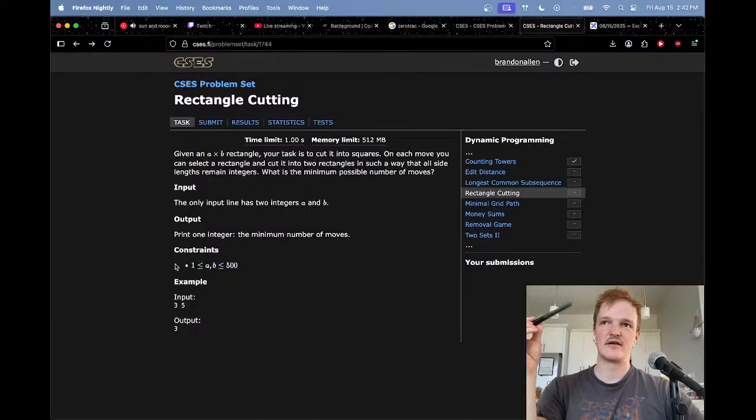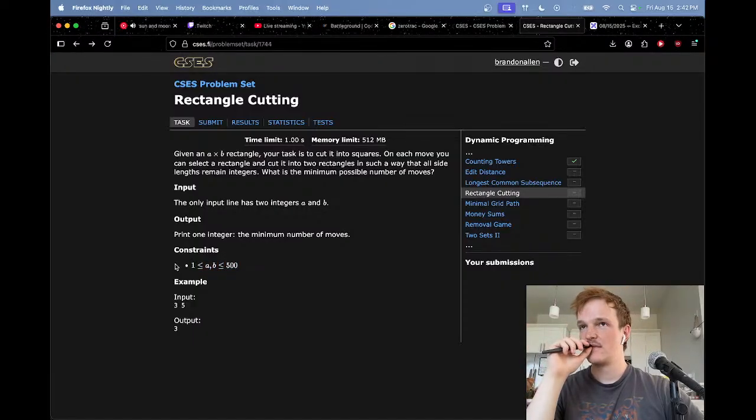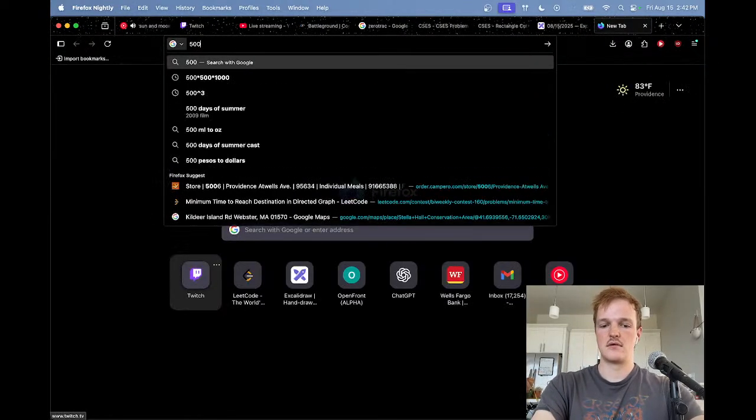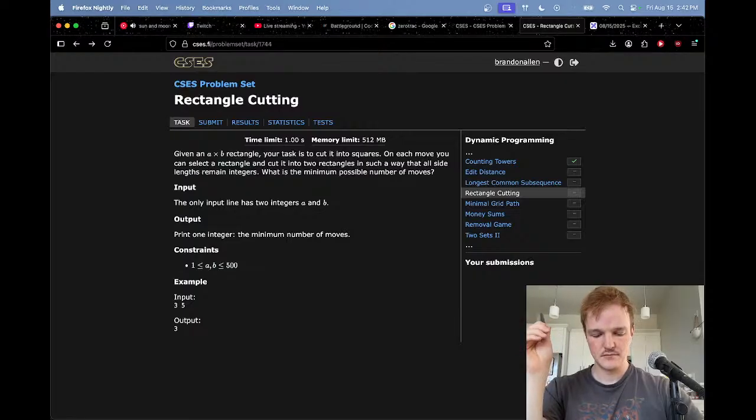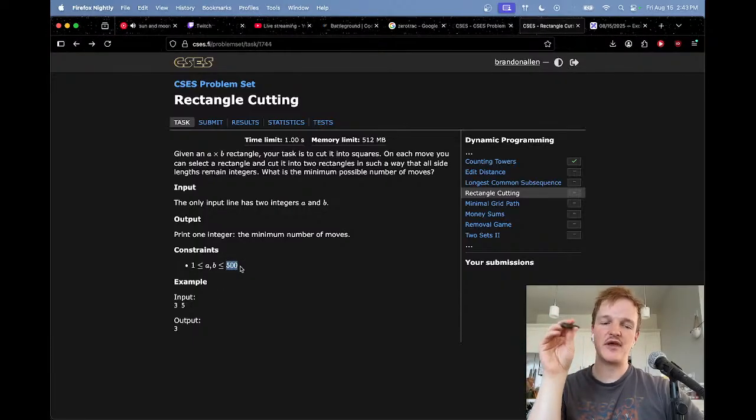I think it would be like 500 cubed. What's that? 2.5 billion? If it was O of n squared, it would be 1000. Yeah, I guess in my mind, 500, geometrically speaking, is closer to 1000 than 100.